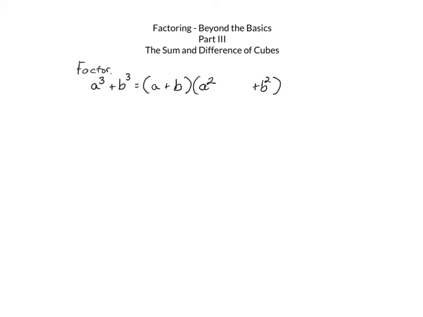And in the middle, I take the opposite of their product. So I have a times b, change the sign, that makes it negative ab. And that's our factorization for the sum of cubes.